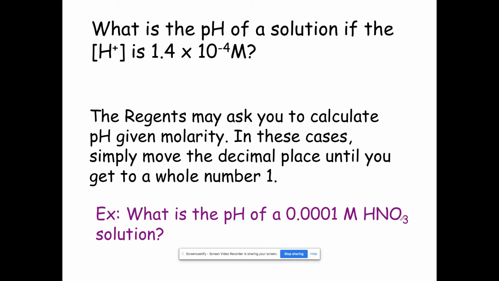Which, by the way, if I asked you for that acid's name, where do you find names of acids? Well, not all, I suppose, but a bunch of them are listed on Table K of the reference tables, and you would look this up, and this is called nitric acid. Okay, so what is the pH? You will simply move the decimal place until you get to a whole number 1. So that's going to be a 1, a 2, a 3, a 4. pH of 4. Okay?